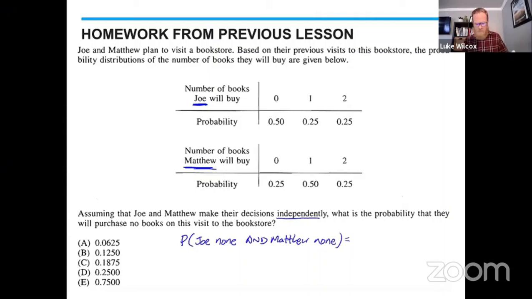So if we look at Joe's distribution, there's about a 50% chance that he would buy no books, and for Matthew, 25%. And we want both of those things to happen, the first one and the second one, and because they're independent, we can just simply multiply those two together. 0.50 times 0.25 will give us an answer of 0.125, which if we look at our answer choices, sure enough, answer choice B is the correct answer there.